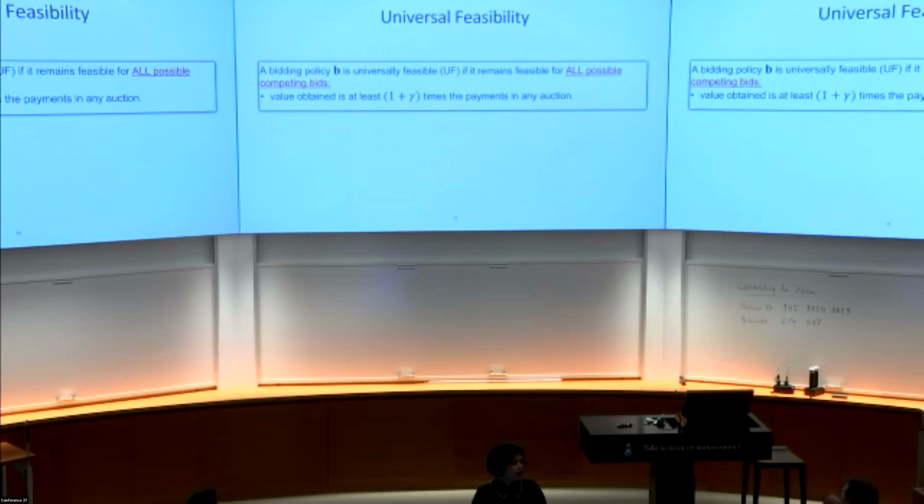Okay. Rather than making sure that the bidding policy B is only feasible on the rounds that Alice has already seen so far, I want to make sure that this bidding policy is feasible for all the future rounds and any possible competing bid that is coming from Bob or any other. Seems like a very strong restriction, but you are going to see it comes in handy, and the cost of that would be small.